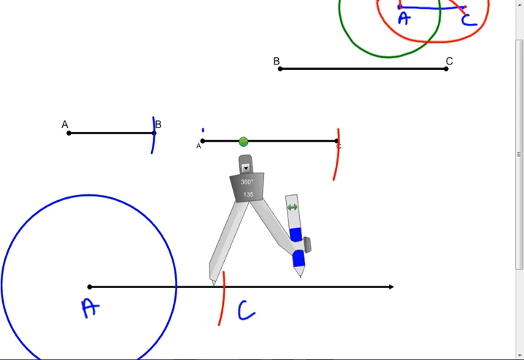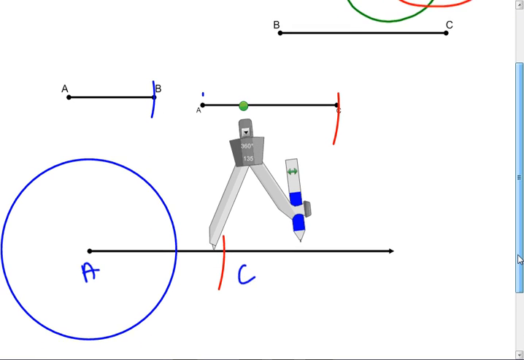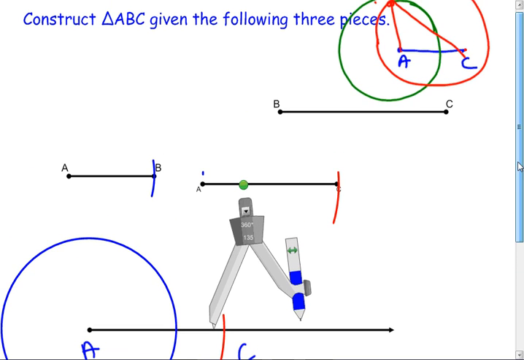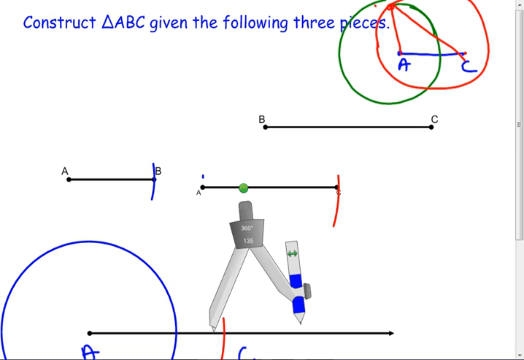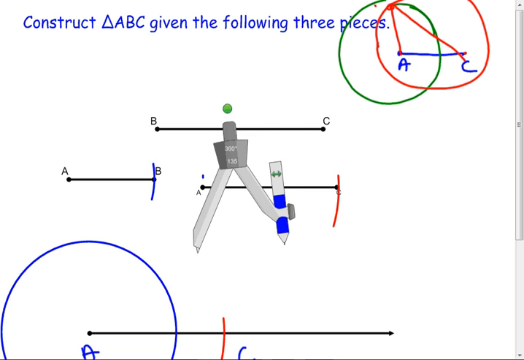Well, now I have to have this other segment. Now what's interesting is if you know the measures of the three sides of your triangles, you will always get the same triangle. Always. You get a congruent triangle. So now I'm going to go measure BC. I'm going to move that down a little bit too, so my compass will fit.